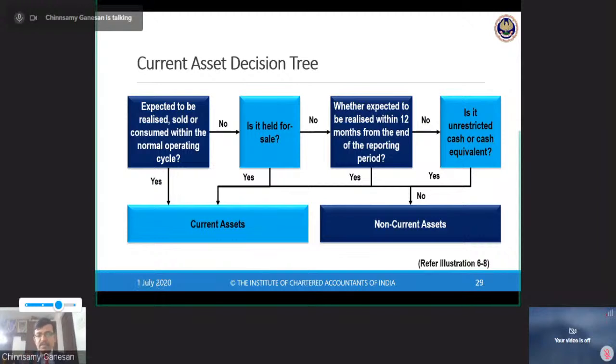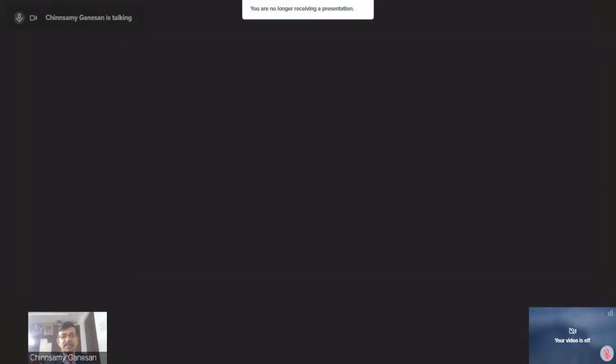Based on this, we are going to see 3 illustrations to understand how the assets will be classified into current and non-current. I am stopping this PPT presentation and I am going to open the Word file, and then I will share the Word file on your screen so that you will be able to see the Word file to understand the illustration. Let us take that illustration.